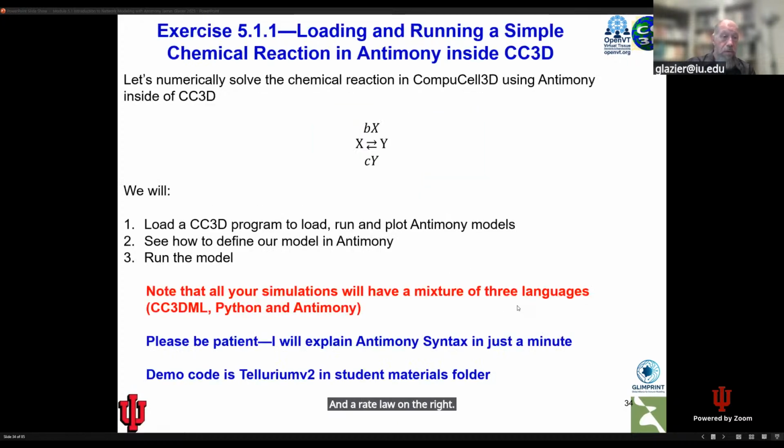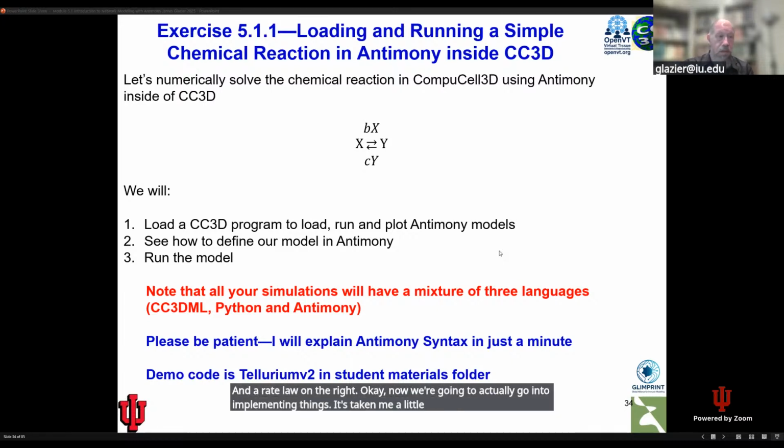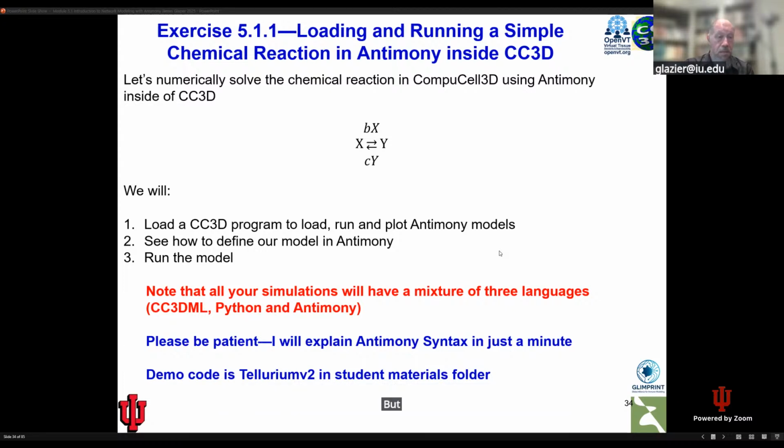Okay, now we're going to actually go into implementing things. It's taken me a little bit more time than I thought to go through the basics. But again, I hope that people have seen some of this before.